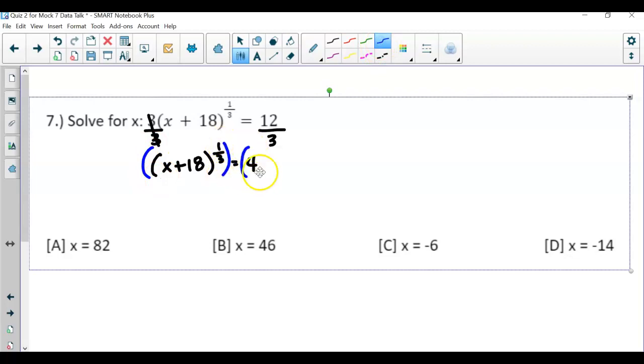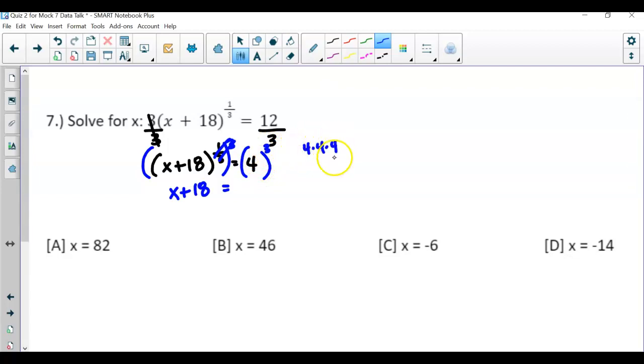Now I can raise and get rid of that exponent of 1/3. What is the reciprocal of 1/3? 3. We're going to raise both sides to the 3rd power. That eliminates the exponent. Bring down what's left inside, x plus 18, which is equal to, be careful because that's not 12. That's 4 to the 3rd power, which is 4 times 4 times 4, making that 64. So now notice the last step. All you have to do is subtract 18 from both sides, and you get x is equal to 46, which gives the answer of B.